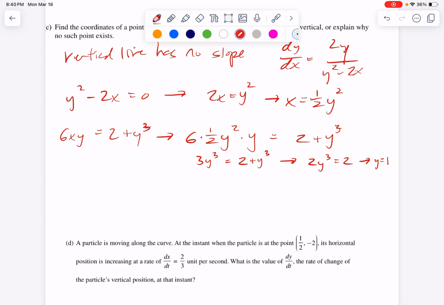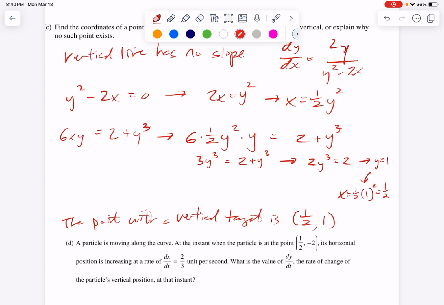Now we have a relationship between x and y. Once we know one of them, we can find the other. So x is equal to 1/2 y squared equals 1/2. So let's just make sure we're answering. The point with a vertical tangent is the point where x is 1/2 and y is 1.